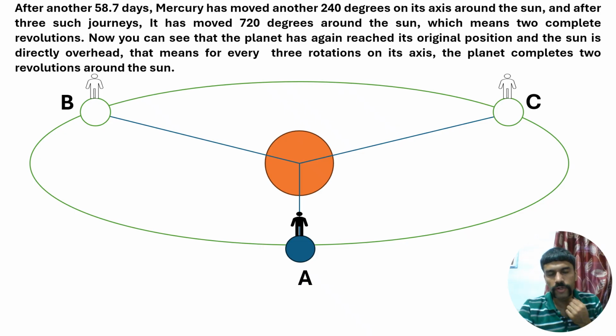Another 58.7 days has elapsed and Mercury has moved from position C to position A again. That means another 240 degrees around the sun. After three such journeys, it has moved 720 degrees around the sun, which means two complete revolutions. Now you can see that the planet has again reached its original position and the sun is directly overhead. That means for every three rotations on its axis, the planet completes two revolutions around the sun.